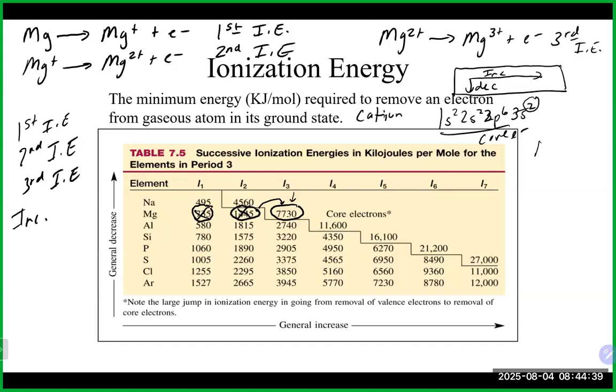Same thing if you look at sodium. We know sodium makes a +1 charge, and it has one valence electron. 495 to remove the first one, then you're almost about tenfold the energy difference to remove the second. The second one at that point is a core electron. Again, not going to happen. Why something like sodium has a fixed positive charge.